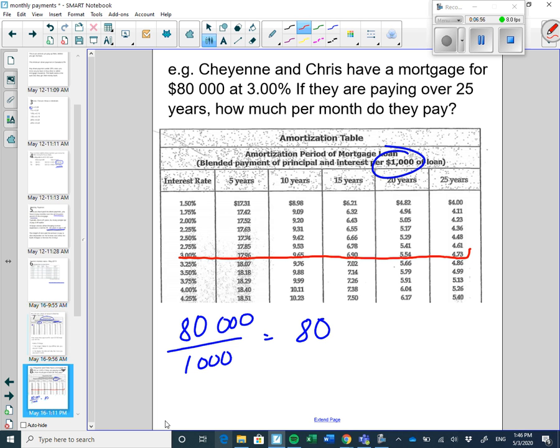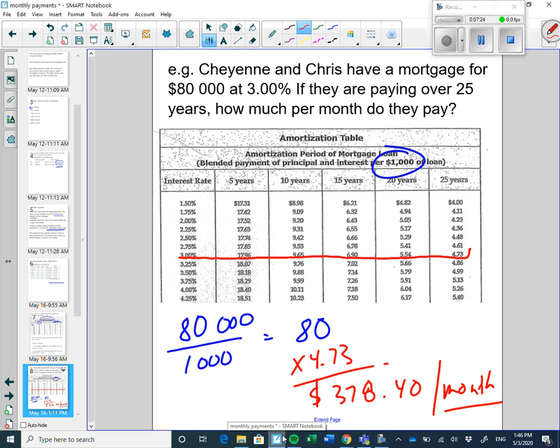So you take that 80 and you multiply it by the number in the table. Okay, you find the number in the table, 80 times 4.73. And I said to myself, I need a calculator to get ready. There it is. And I wasn't ready. 80 times 4.73 is $378.40. That would be your monthly payment. You would pay $378.40 per month for 25 years. Every month for 25 years, you would pay $378.40, and eventually you would pay off your $80,000.